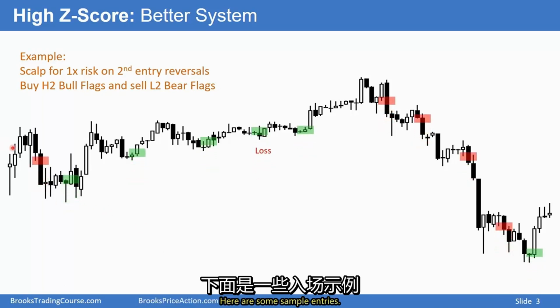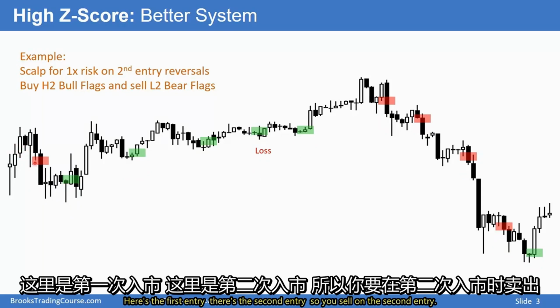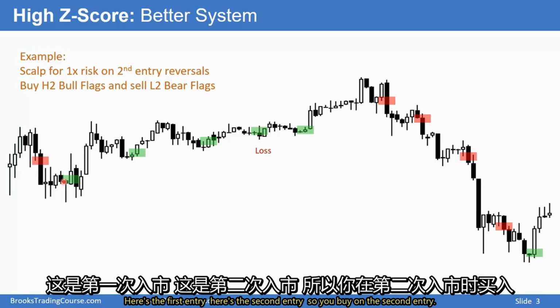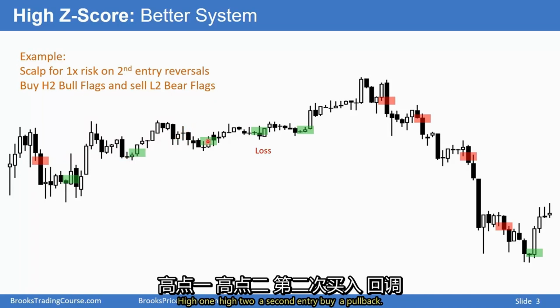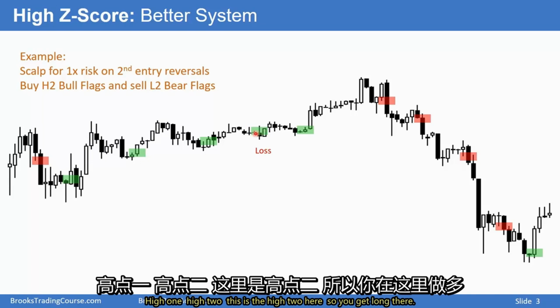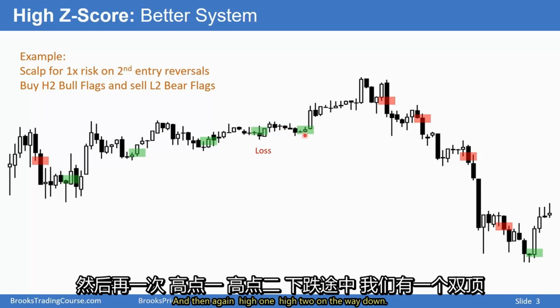Here are some sample entries. Here's the first entry, there's the second entry, so you sell on the second entry. Here's the first entry, here's the second entry, so you buy on the second entry. Again, first, second, a high 2 bull flag, high 1, high 2, a second entry buy, a pullback, high 1, high 2. This is the high 2 here, so you get long there. And then again, high 1, high 2.